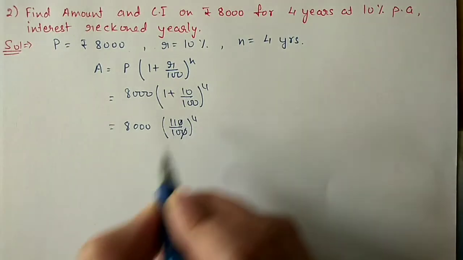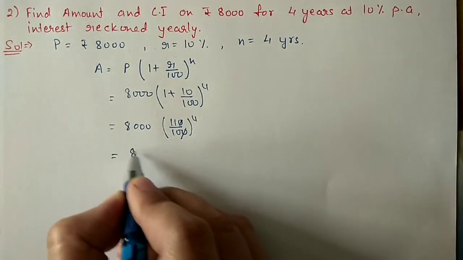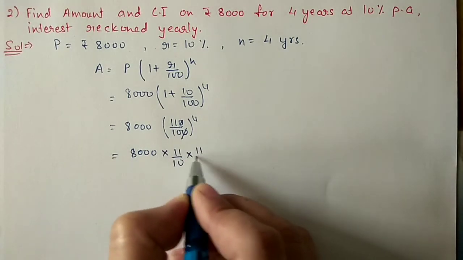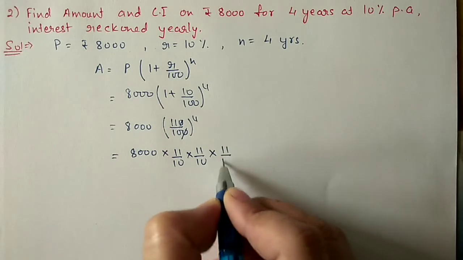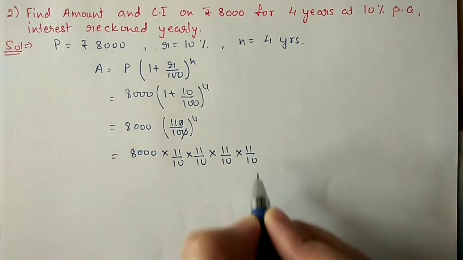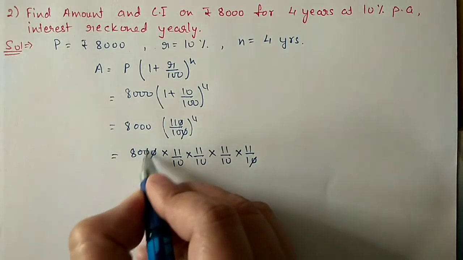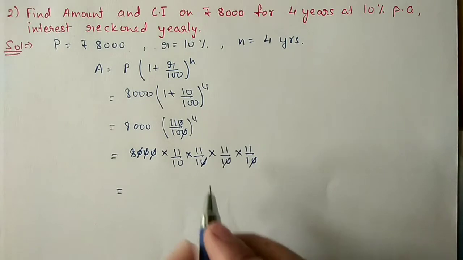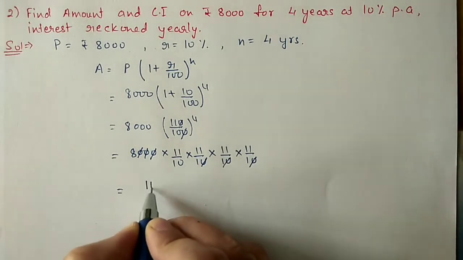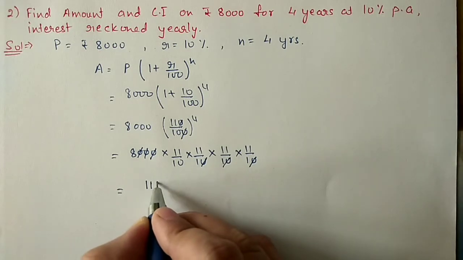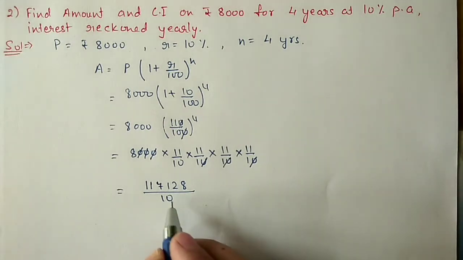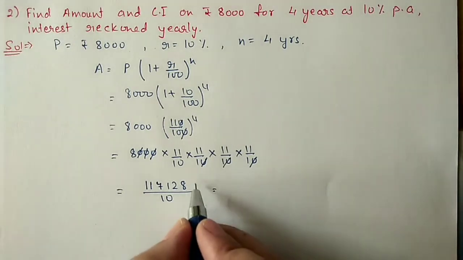Now 10 you can cancel out and you can expand it. 11 by 10 into 11 by 10 into 11 by 10 into 11 by 10. 4 times you have to do. So 1 zero, then again one more zero and one more zero you can cancel out. Remaining numbers you can multiply. After multiplication you will get 117,128 divided by 10. Now we are dividing by 10, it means one decimal will come from the right side.